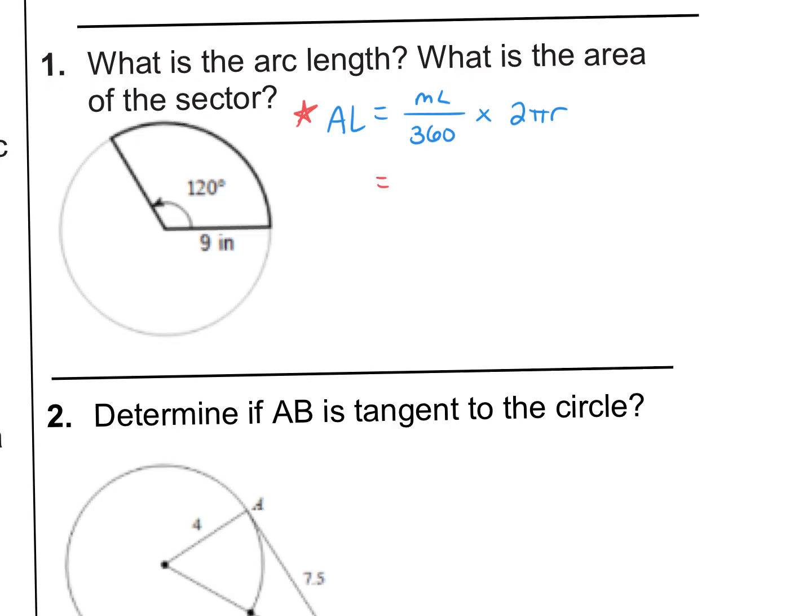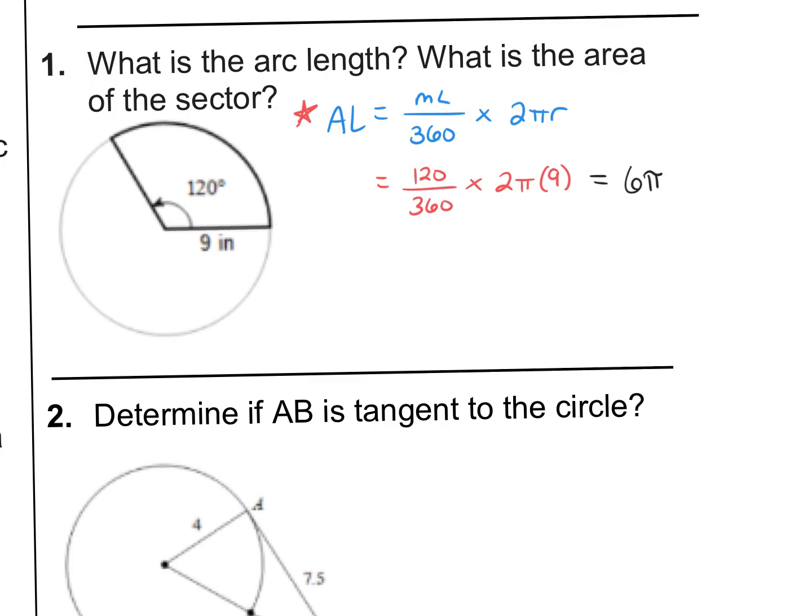Filling in this angle measure. What is the angle measure of the diagram? 120 out of 360. And then what is my radius? 9. Okay. So in your calculator, you're gonna type this in. 120 divided by 360. Hit equals. 0.5. And then multiply that by 2, and times 9.